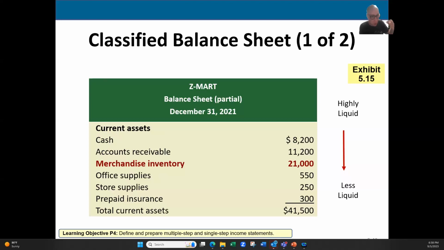But the classified balance sheet, as you know, separates things into current and long-term. So current assets, long-term or long-lived assets, also known as fixed assets. Then on the liability side, you've got current liabilities, long-term liabilities. Then, of course, the equity.